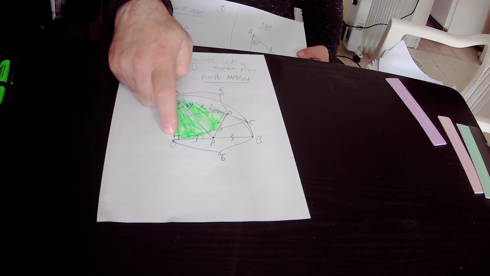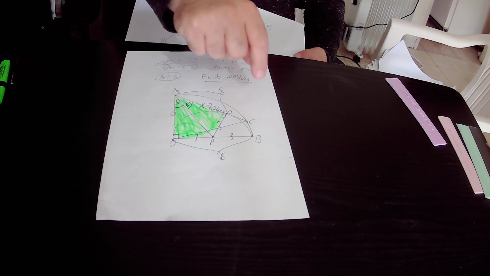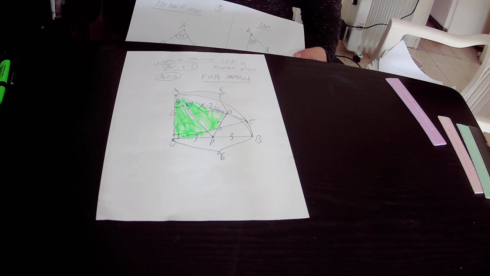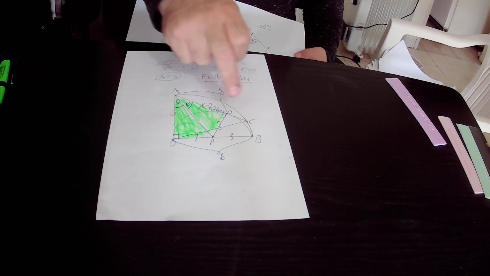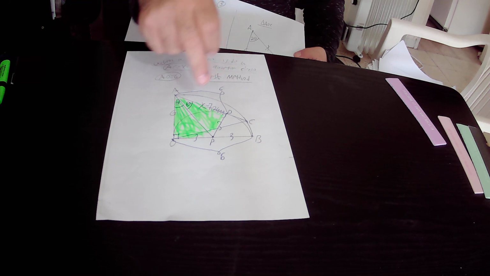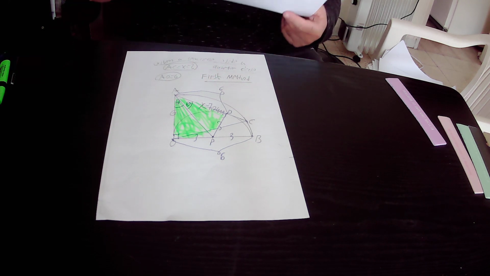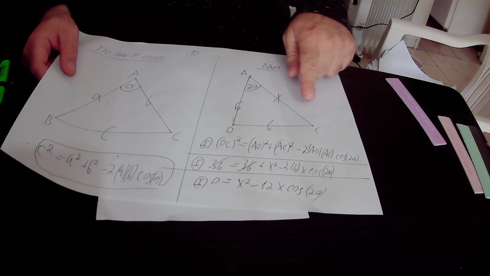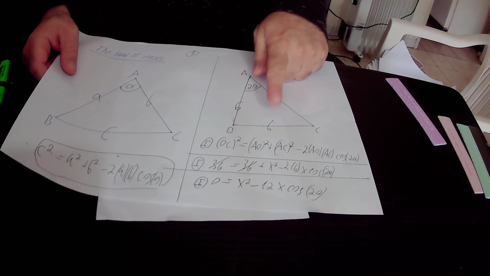O is the center of the quarter circle. C is a point on the quarter circle itself, and this is exactly the definition of a radius. That is to say, OC is the radius of the quarter circle that is equal to 6 units.